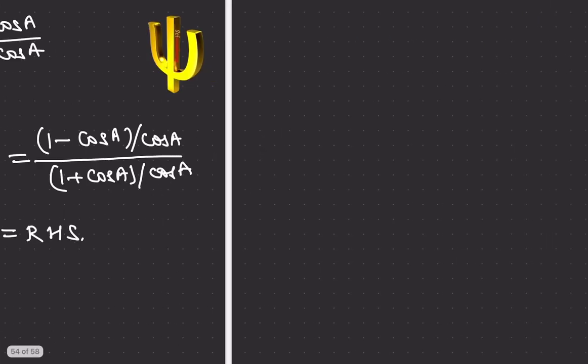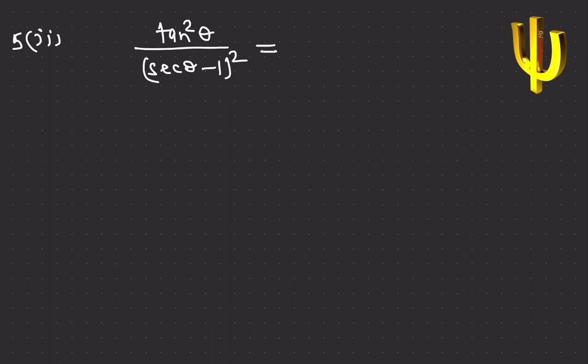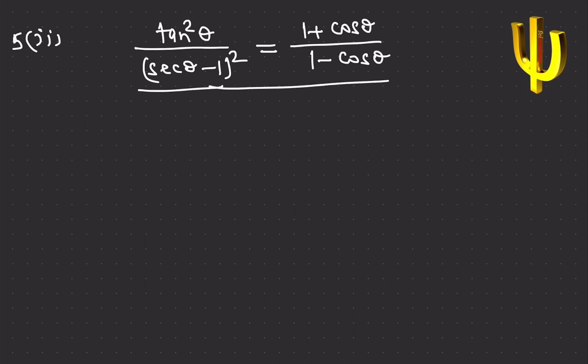Now question number 5, second part, 5.2. So we have to prove that tan square theta divided by sec theta minus 1 whole square equals 1 plus cos theta divided by 1 minus cos theta. So we have to prove this identity. Now let us prove.